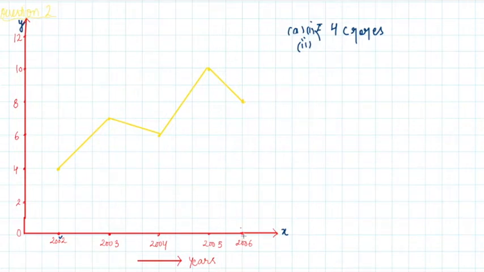So 2006 is here, right? Corresponding to this, if you see the sale exactly is how much? 8 crores. So again we write rupees 8 crores. So this is your A part.